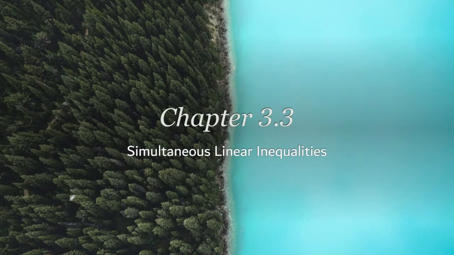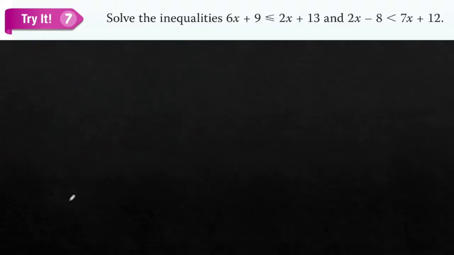Today we're going to move on to chapter 3.3, Simultaneous Linear Inequalities. So I'm just going to go through a few questions. First of all, try 7. Solve the inequalities. So they will give you two inequalities. This is somewhat similar to simultaneous linear equations.